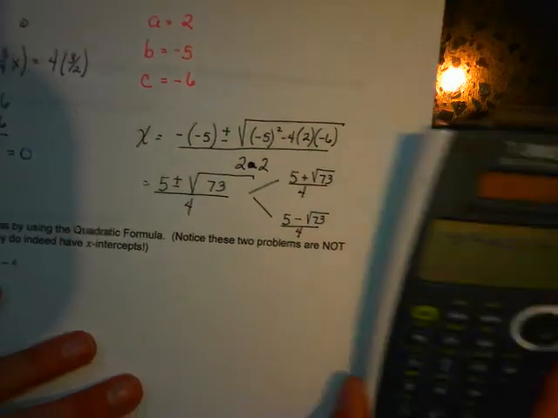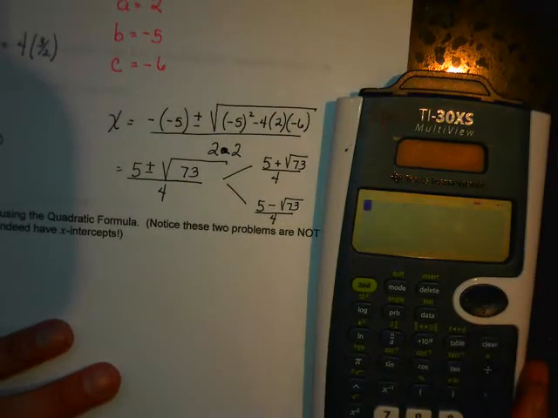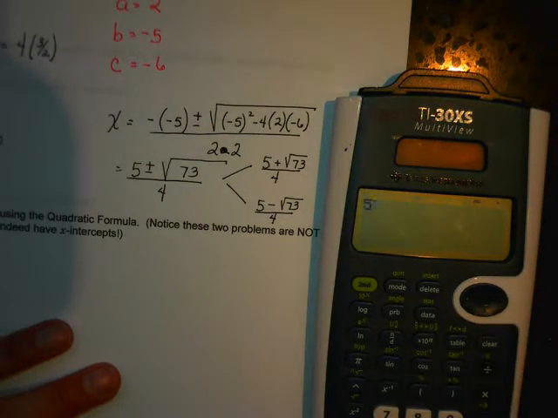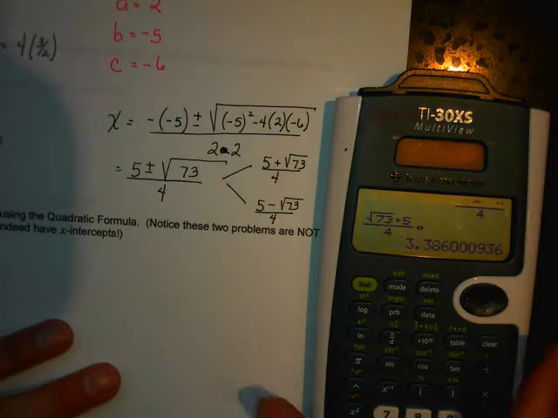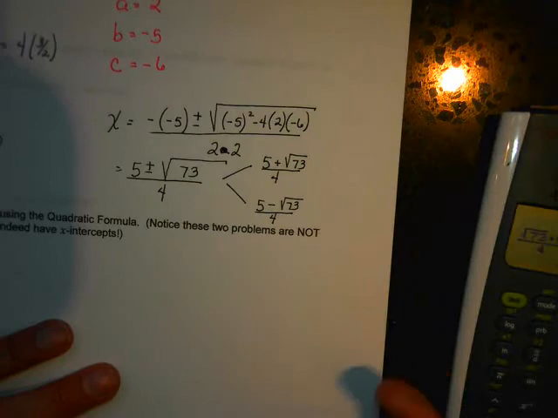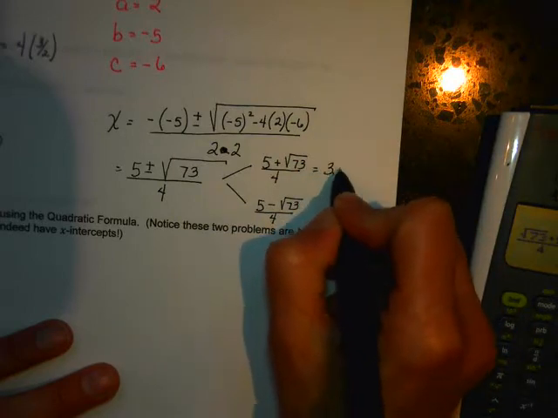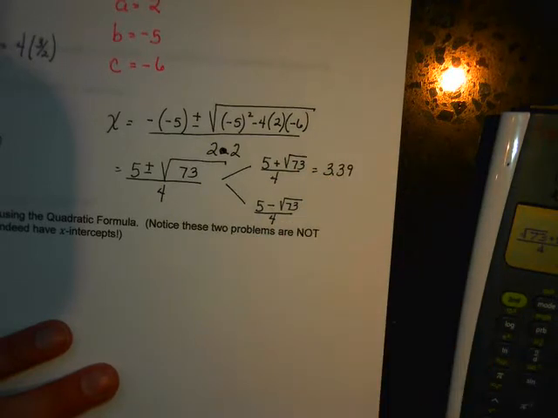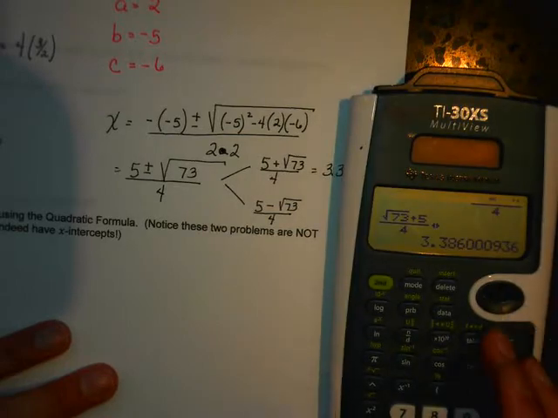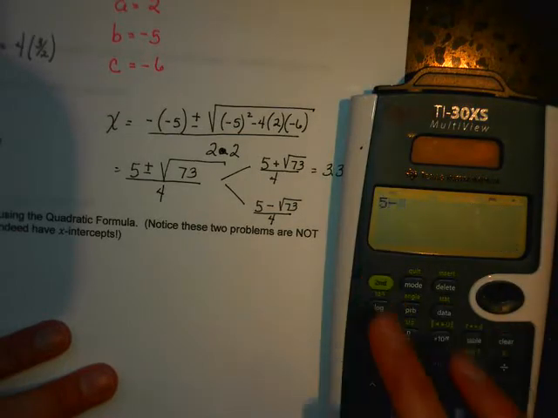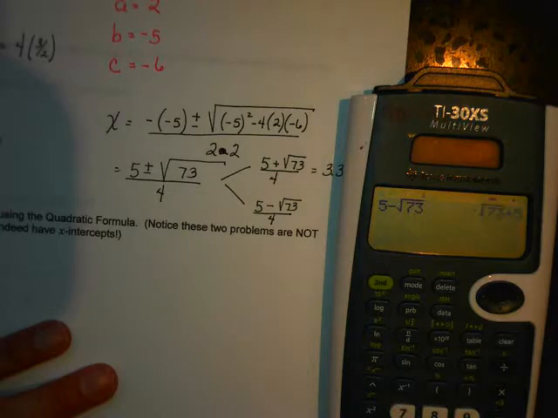So we've got 5 plus root 73 divided by 4, and then we'll hit change. So 3.39 for this one. Let's try the next one. You ready? So 5 minus root 73, I'm going to hit enter, divide by 4, and then hit change. So -0.89.